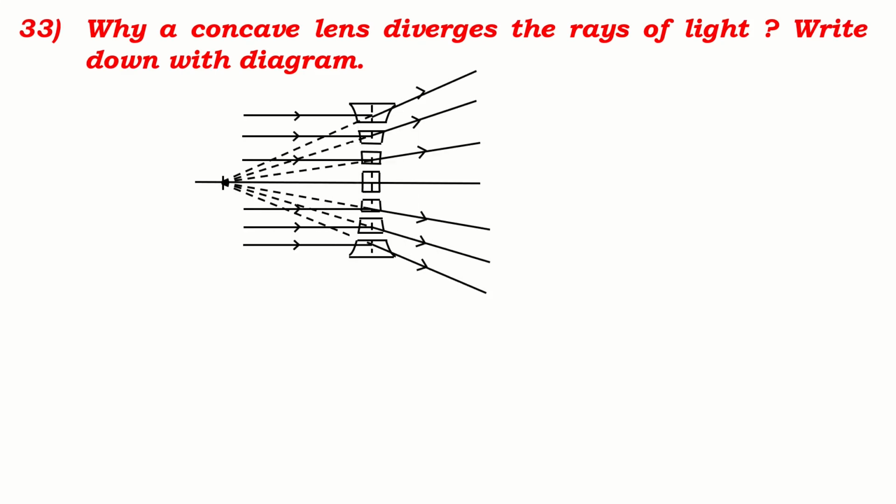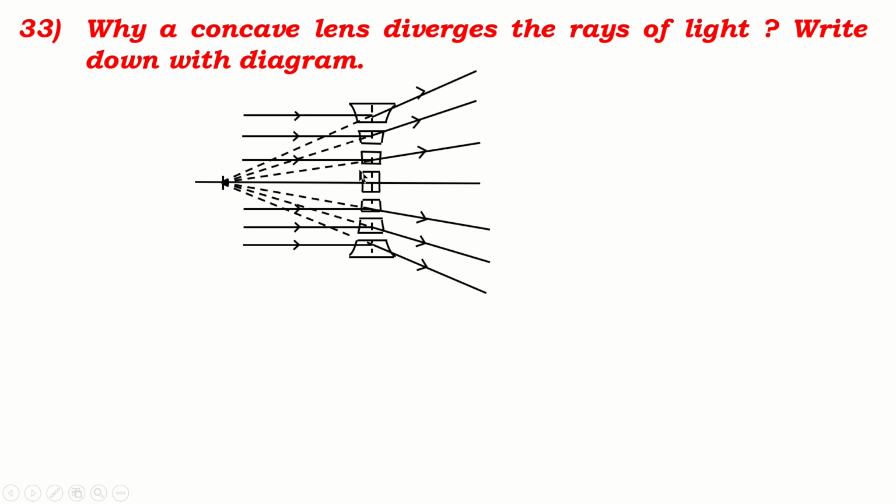Okay, now next question. Why does a concave lens diverge the rays of light? Write down with the diagram. This is the diagram. If we consider that a concave lens is divided into different pieces, then each piece represents a prism except the central piece. This can be considered as a prism and the upper side is its base, and in these three prisms the base is at the upper side, but in these cases the base is towards the downside.